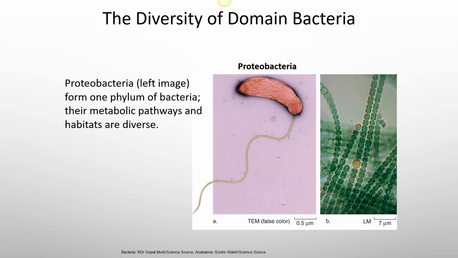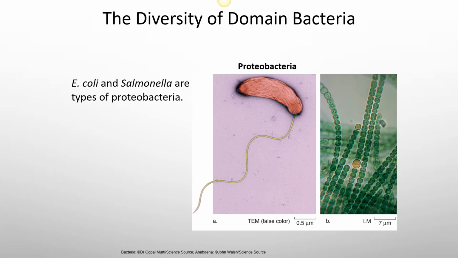Proteobacteria form one of the phyla of bacteria. Their metabolic pathways and habitats are diverse. E. coli and Salmonella are types of proteobacteria.